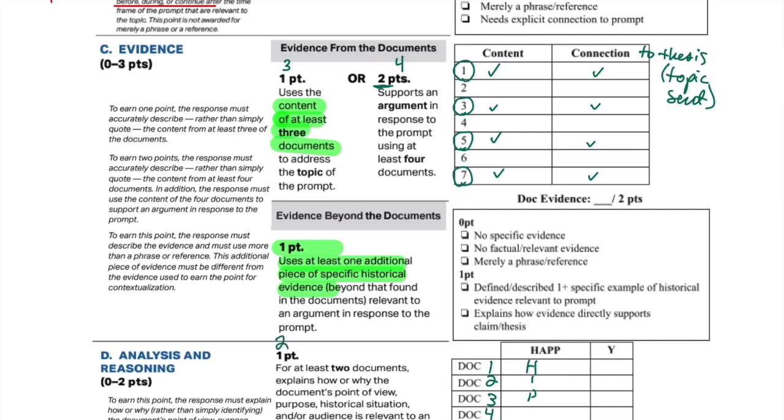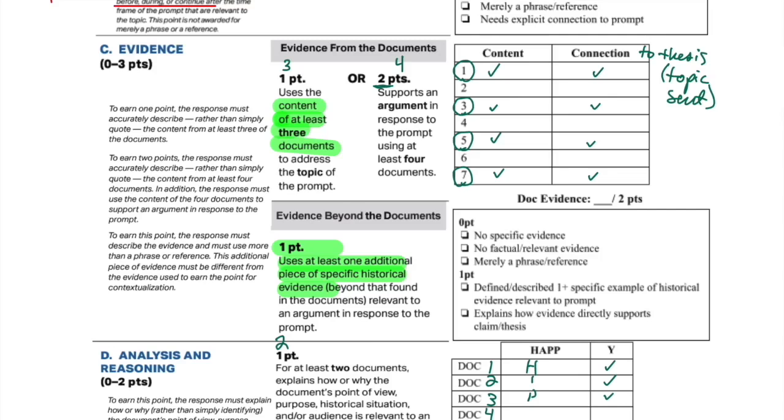for content and HIP. Now let's say you attempted to do content for number 5, but you completely misinterpreted the document. Like it was Bartholomew de las Casas and you wrote about how he hated the Native Americans. You're not going to have this circled because you used it incorrectly. You have to use it correctly in order to get the points.